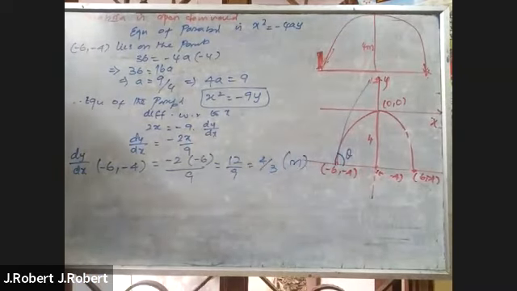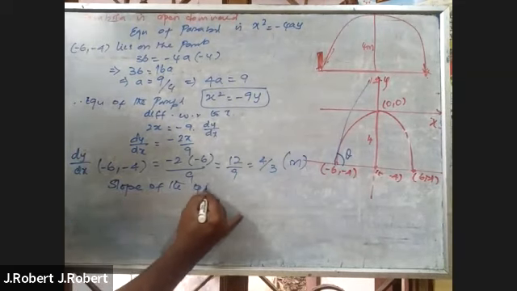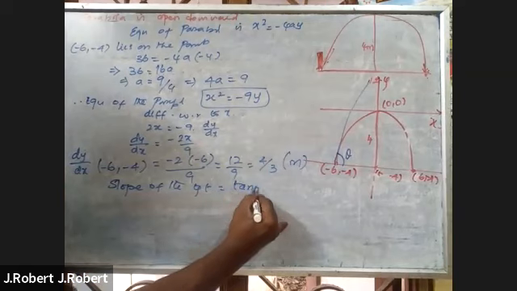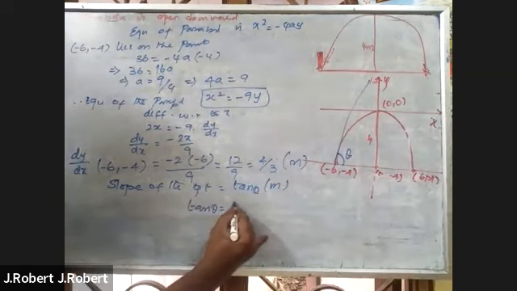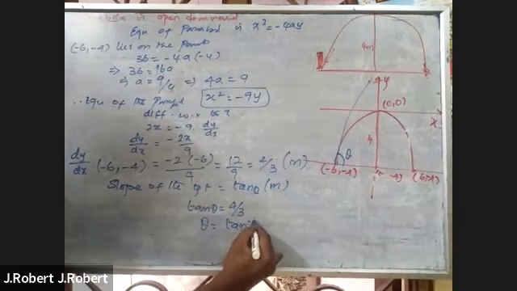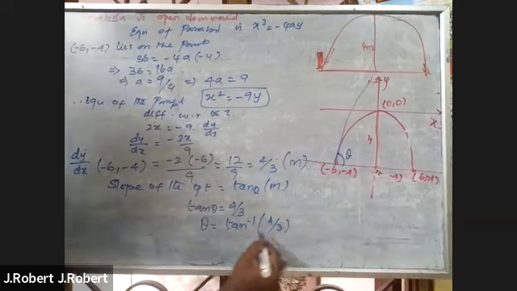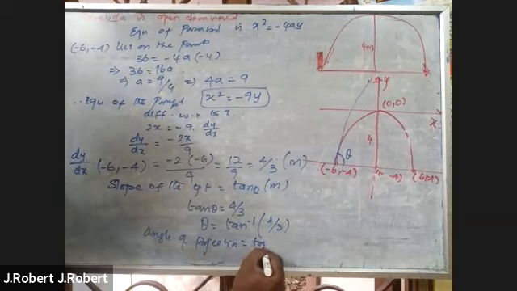Looking at another angle, m is tan theta. Always remember that the slope of the tangent is equal to tan theta. This is also m, the slope. Compare these two. Your tan theta is equal to 4 by 3, or theta is equal to tan inverse of 4 by 3. This is called the angle of projection. Please take down: theta is equal to tan inverse of 4 by 3.